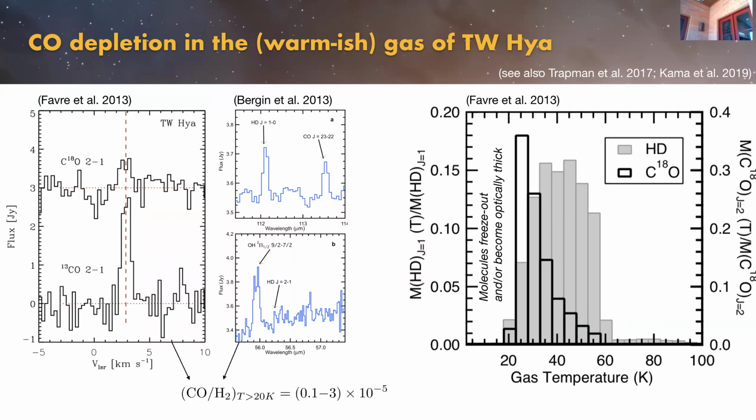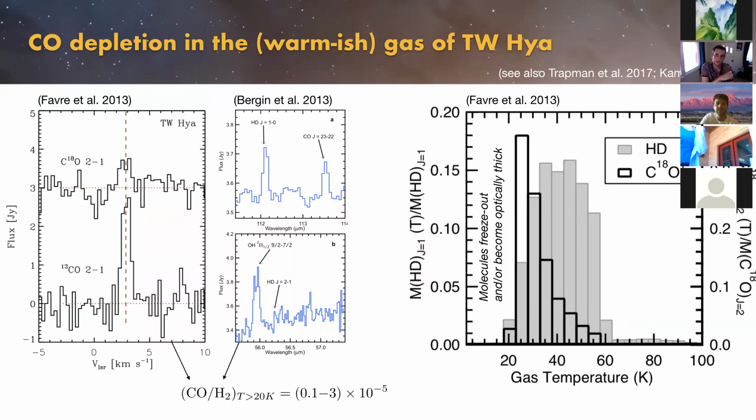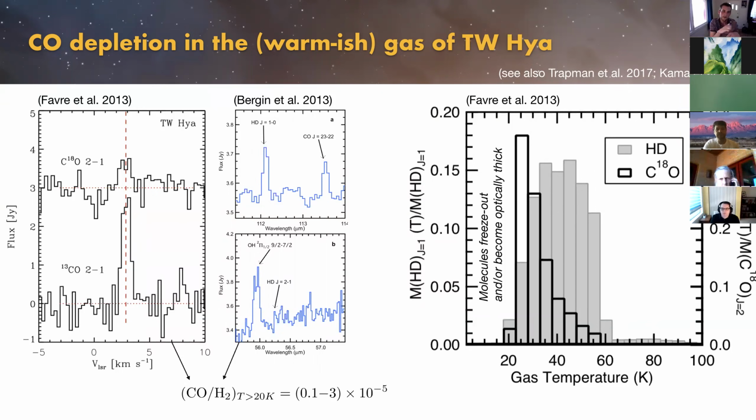So even though both these lines are not necessarily tracing the coldest gas in the outer disk, they are tracing a similar-ish region, and that's why you can use them to map. That's why I added this clause here that you're only probing the gas above 20K.